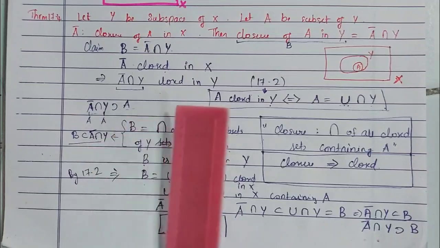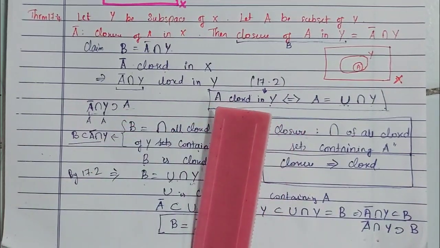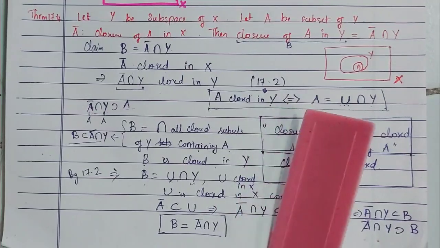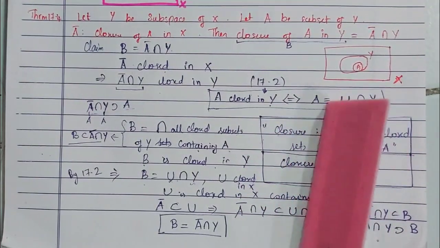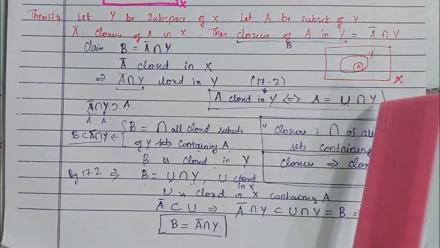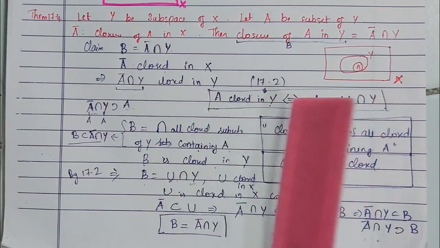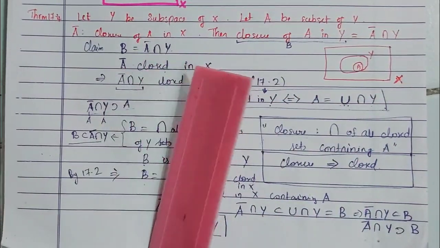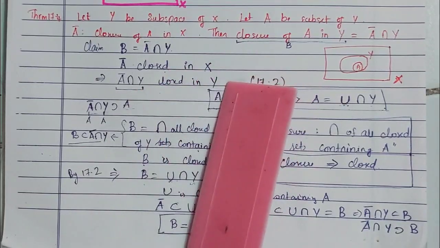Now by the theorem, the theorem statement is: A is closed in Y if and only if A can be written as some closed set of X intersected with Y. So if I can write it like this, it is closed in Y; it is an if and only if statement. So A closure is closed in X, and A closure intersection Y is closed in Y. So these things I have got very easily.